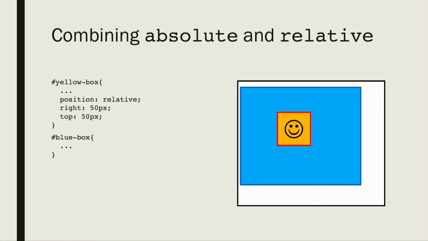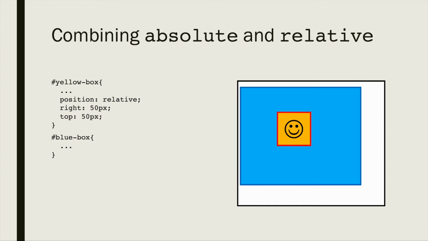The position is relative and right and top is 50 pixels and 50 pixels. Basically, it's pushing the yellow box 50 pixels from the top and 50 pixels from the right of the actual spacing of the element. So based on that, it's pushing it down and pushing it left 50 pixels each.